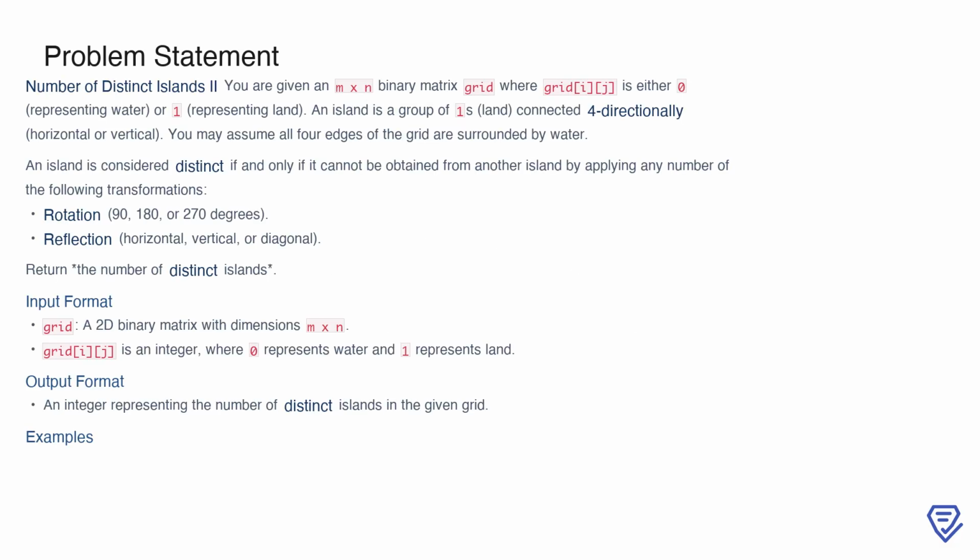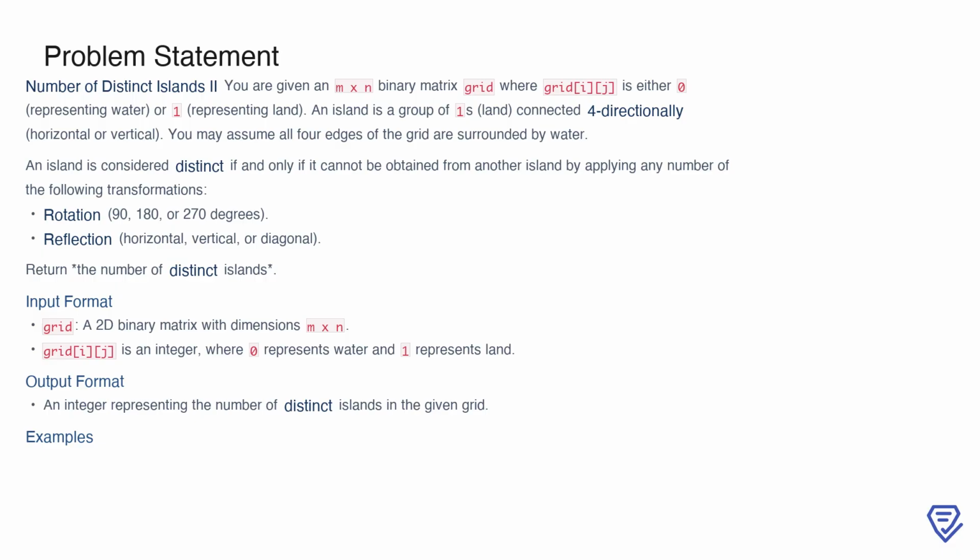In this problem, we are tasked with identifying the number of distinct islands in a 2D grid. The grid is represented as an MxN binary matrix, where each cell is either 0 for water or 1 for land. An island is defined as a group of connected 1s, where connectivity is limited to horizontal and vertical directions. All four edges of the grid are surrounded by water, so islands are always enclosed.